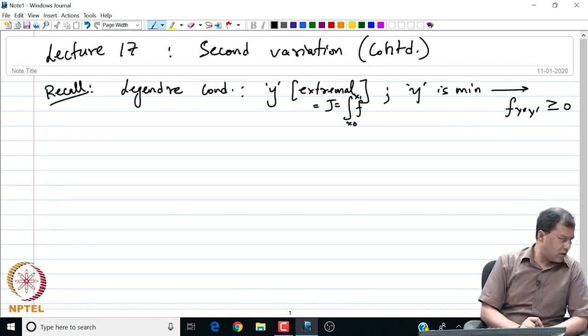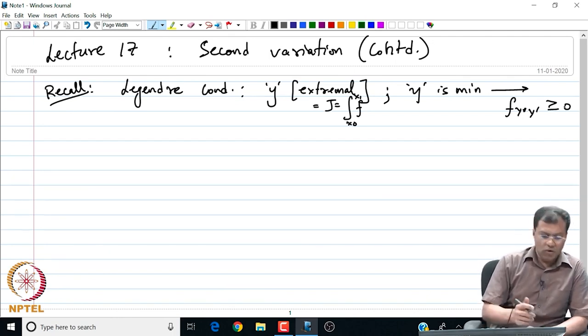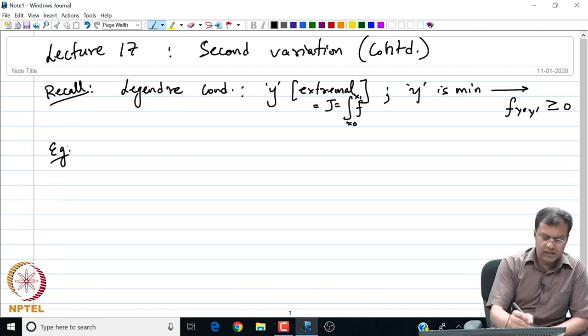but we also saw, and in this lecture we will also see, that this is not a complete condition, and hence later on we will develop a complete condition to determine the nature of the extremal. Okay, so let us continue our discussion on the Legendre condition.